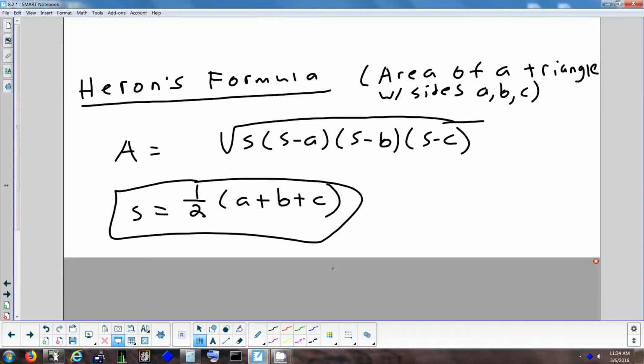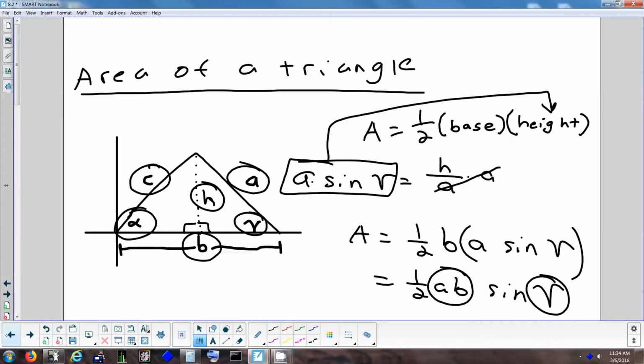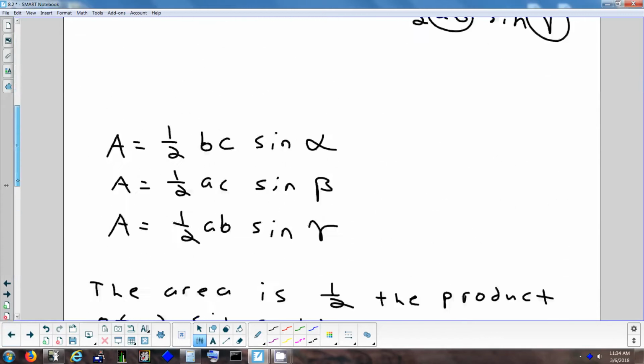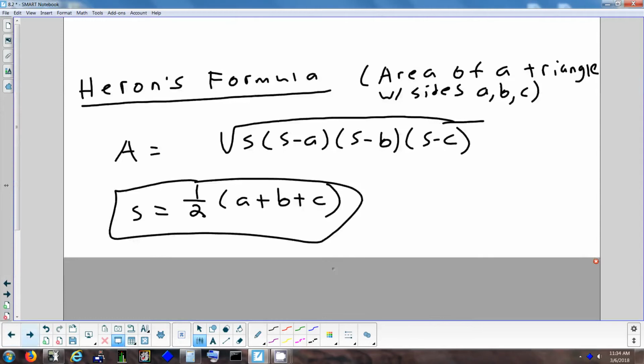Okay, so this is just another case of they give you a, they give you b, they give you c. You plug everything into the formula and do it out. Very minimal thinking involved. And that name, that's called Heron's formula. The other formulas don't really have a name. Any questions on what I've given you so far about Heron's formula?